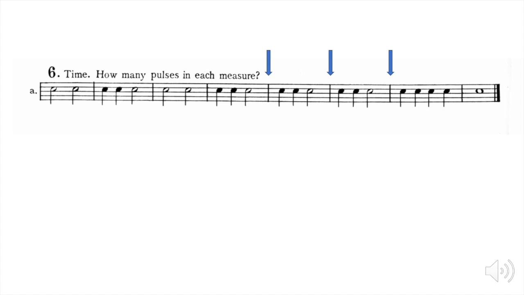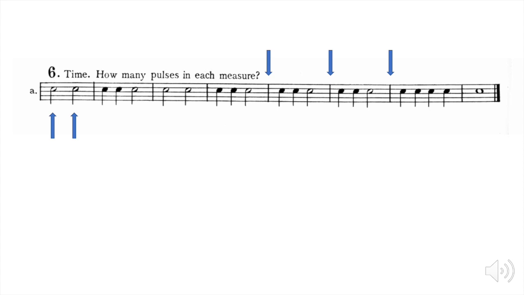So now let's determine how many pulses in each measure. Well, let's take a look at the first measure. And here's the first note. What we learned at the last slide, or what we reminded ourselves of, is that this first note has 2 pulses. And the second note also has 2 pulses. So if we put 2 and 2 together, we would conclude that the first measure has 4 pulses.